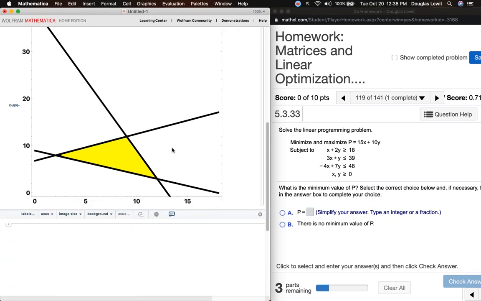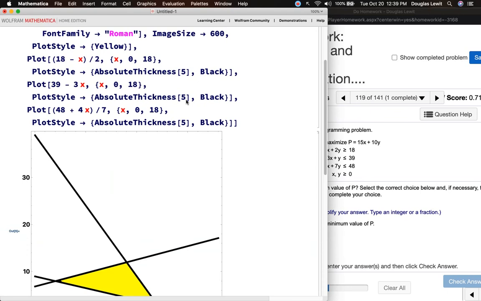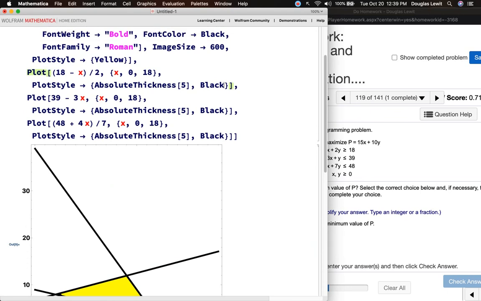And we can see from the graph that there are 3 corner points. Okay, you have a point here, you have a point here, you have a point here. Now, to make this a little bit easier to see, we could change the colors of our lines. So this line could be blue, this line could be red, and this line could be green.